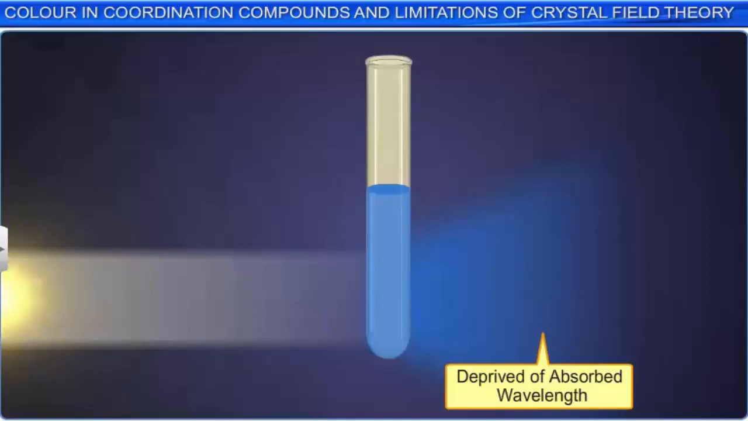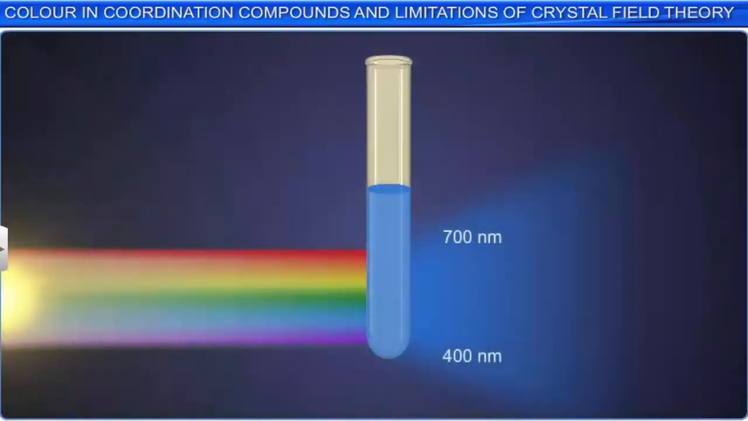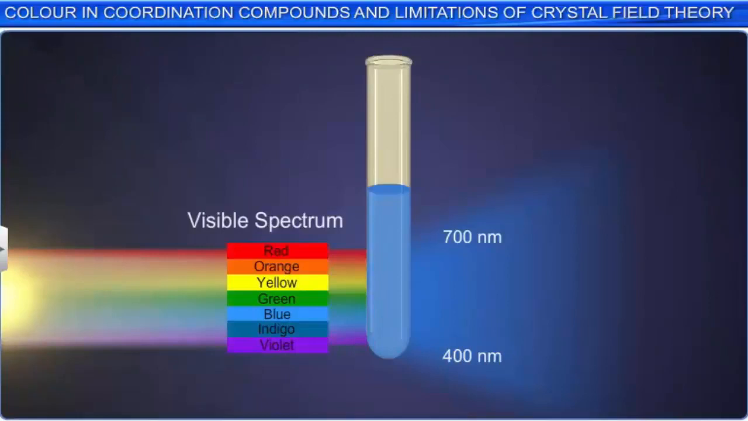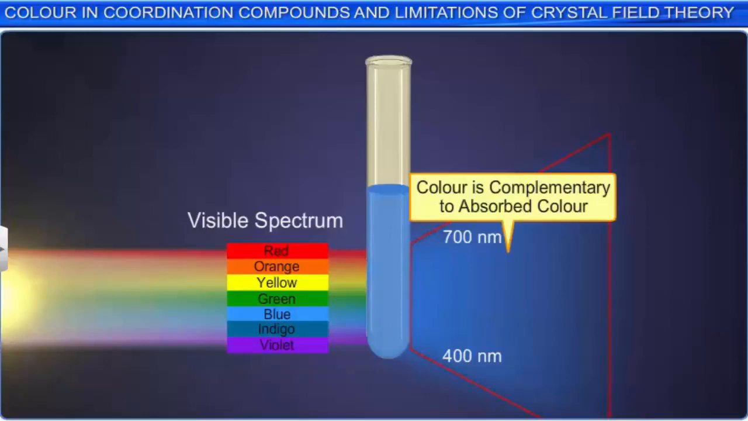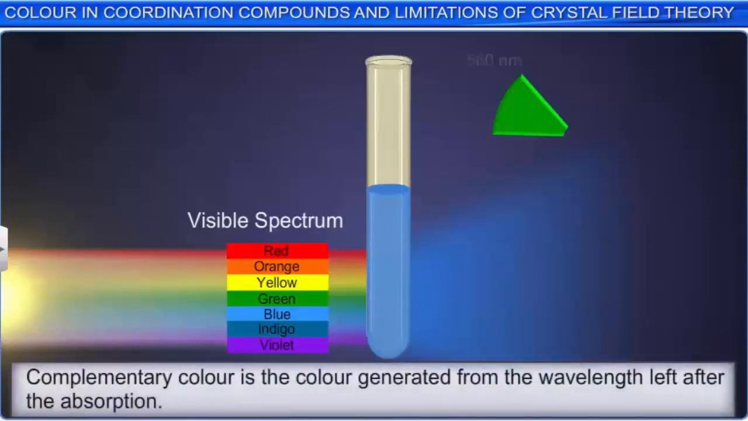If absorption occurs in the visible region of the spectrum, then the transmitted light has a color complementary to the color of the light absorbed. Complementary color is the color generated from the wavelength left after the absorption.